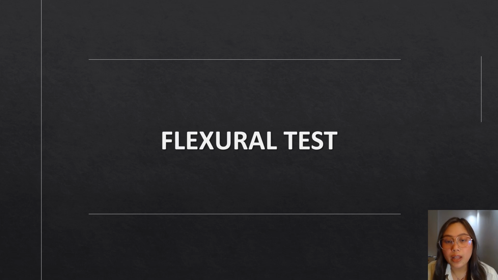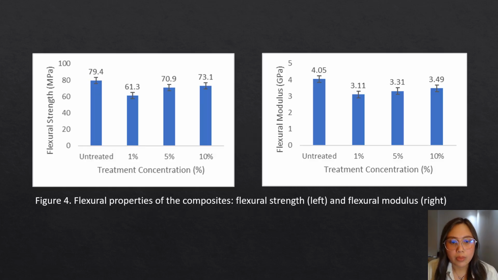We'll now proceed with the flexural test. Based on these figures, the untreated fibers obtained a better result in flexural strength and flexural modulus. The presence of amorphous phases could be the reason why it has better results. As you can see, the untreated fiber has the highest result in both flexural strength and flexural modulus. For the flexural strength, the untreated fiber has a result of 79.4 megapascals, while the flexural modulus has 4.05 gigapascals.